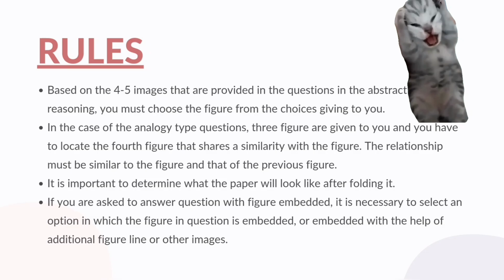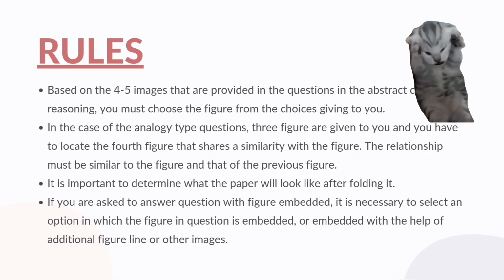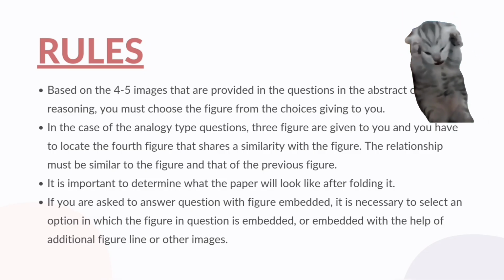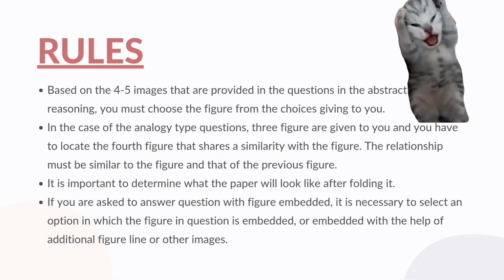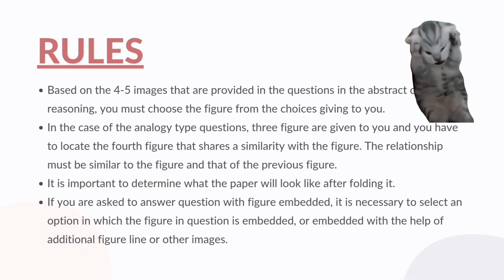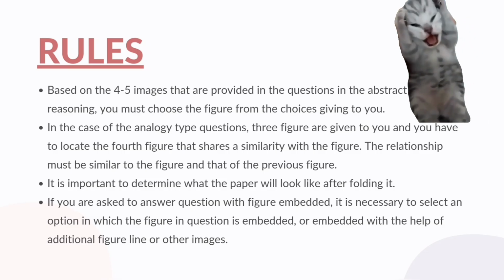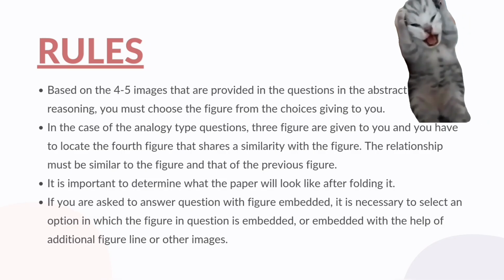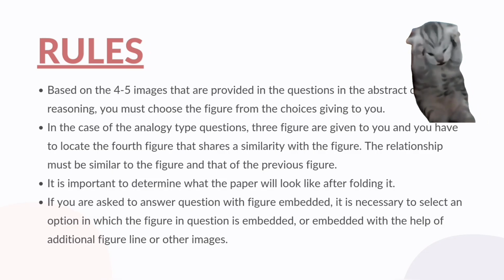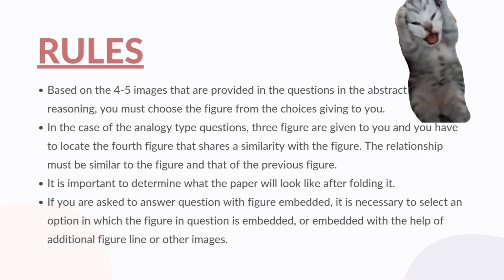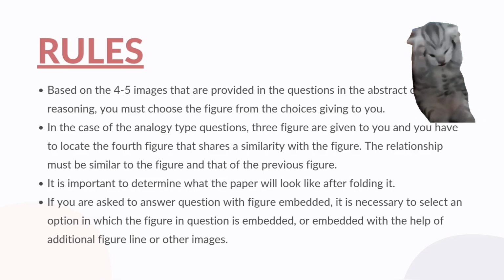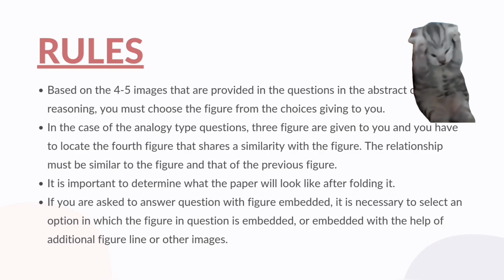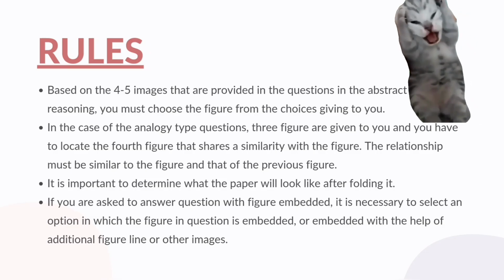In the case of analogy type questions, three figures are given to you and you have to locate the fourth figure that shares a similarity with the figure. The relationship must be similar to the figure and that of the previous figure. Guys, when you are given three figures and they ask you to complete this pattern, you have to choose one figure. Maybe a pattern between 1 and 3 will be there, second and fourth will be there. Maybe second and fourth have one pattern, and according to that, first and last have one pattern. These are multiple permutations and combinations. When you have 4 images or 6 images, you have to go through as many possibilities.